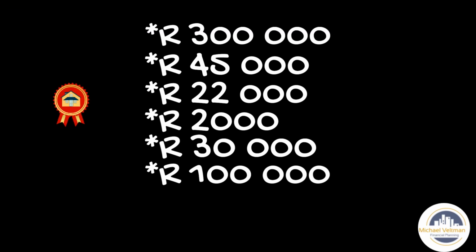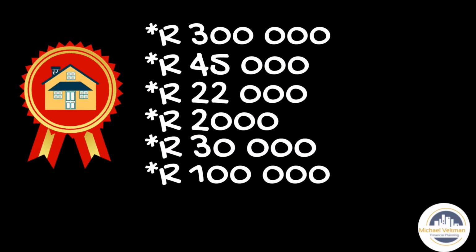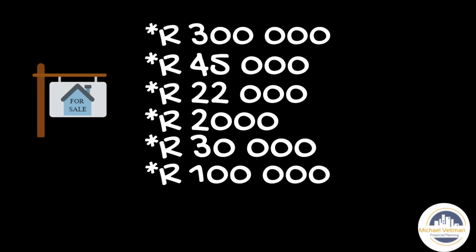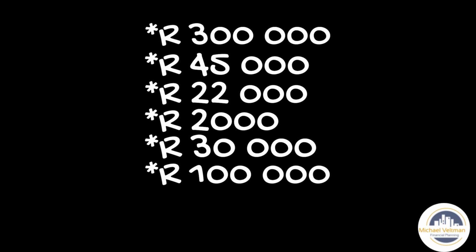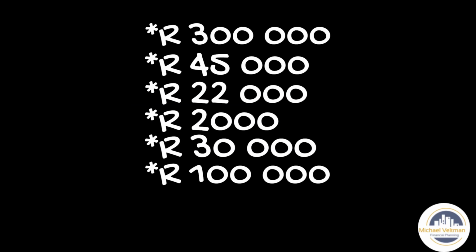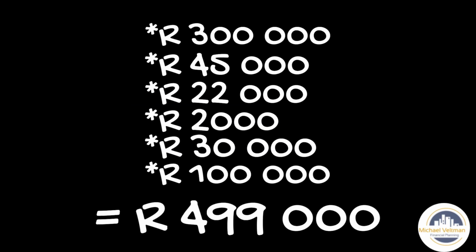The holiday home will not be included, as it was never Mr. X's intention to sell the home and make a profit, but rather to mainly use it for holiday purposes. All of the above equals £499,000 in gross income.